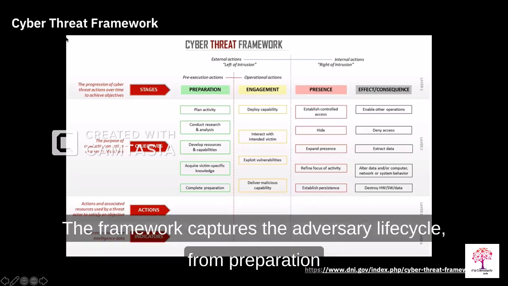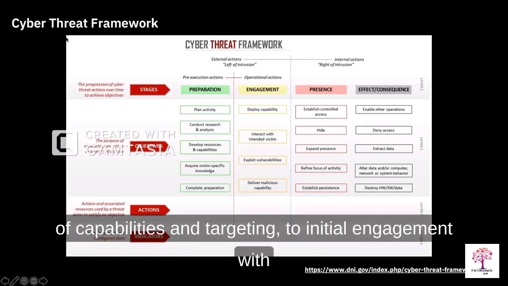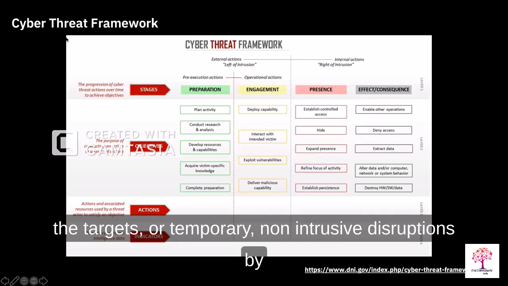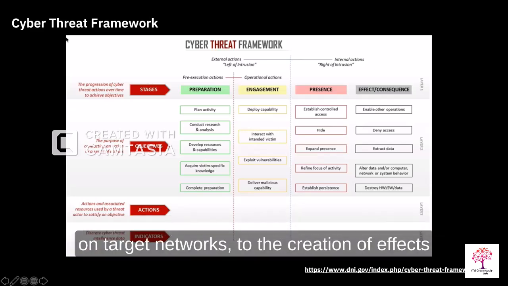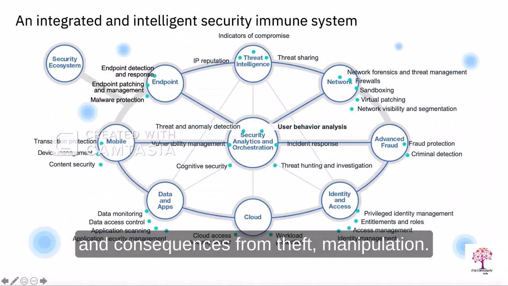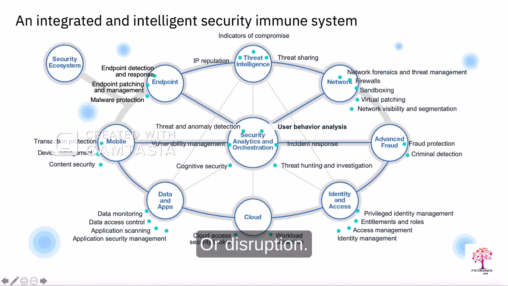The framework captures the adversary lifecycle, from preparation of capabilities and targeting, to initial engagement with the targets or temporary non-intrusive disruptions by the adversary, to establishing and expanding the presence on target networks, to the creation of effects and consequences from theft, manipulation, or disruption.